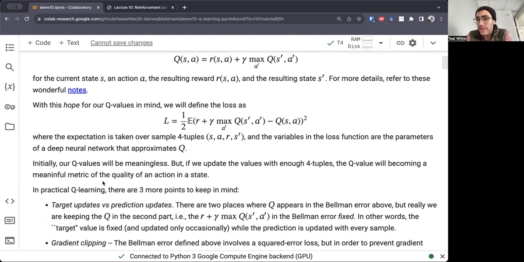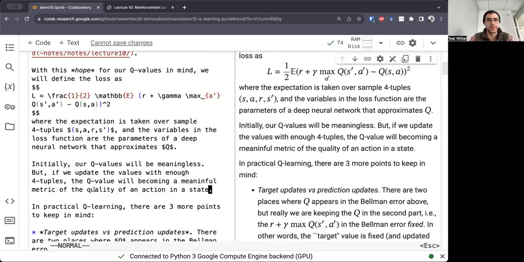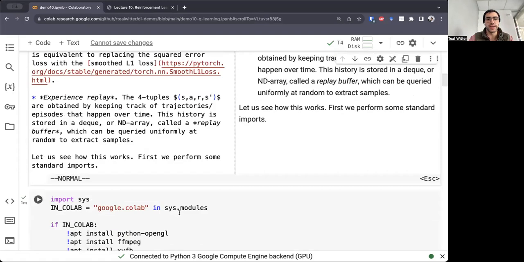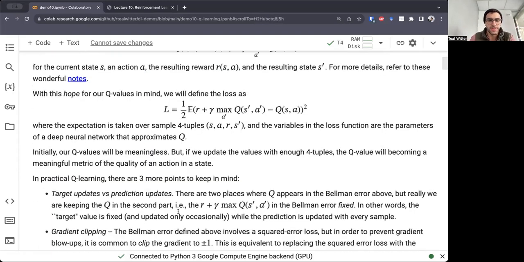Initially, our Q values will be meaningless, but if we update the values with the 4 tuples that we get from interacting with our environment, the Q value will become a meaningful metric of the quality of an action in a particular state. Apologize for all the scrolling.